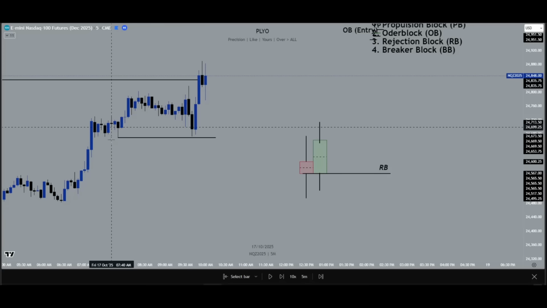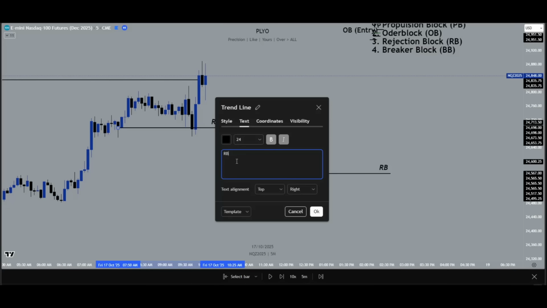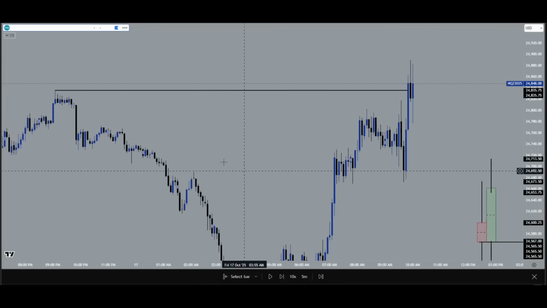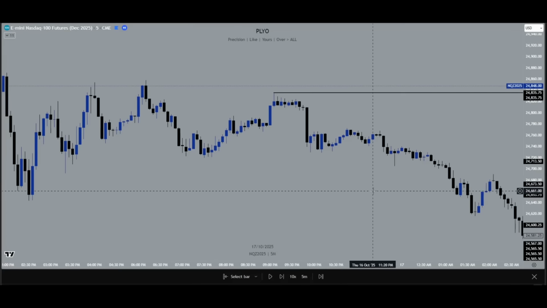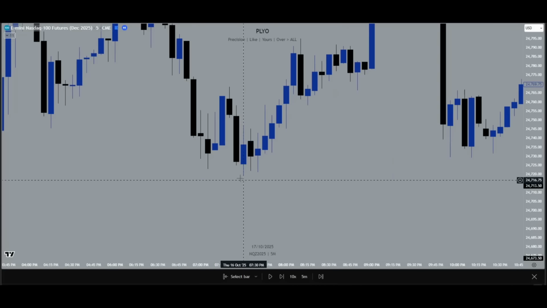Now, one last thing I want to say. Rejection blocks are only bearish candles. Okay? That's a common misconception. People will see something on maybe the 5-minute where we have a wick at the bottom. For example, we're not just looking at the lowest candle here. This right here, this bullish candle, even though it's the lowest candle here, this is not a rejection block. No, this is not a rejection block.